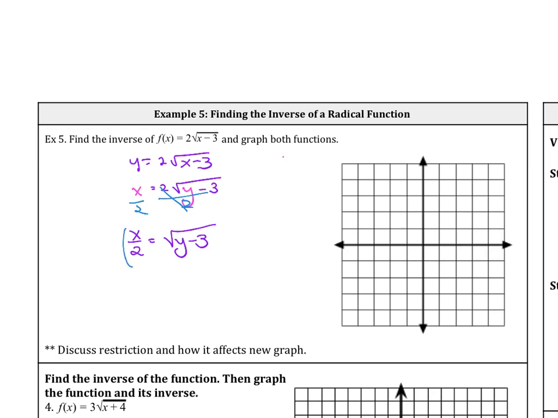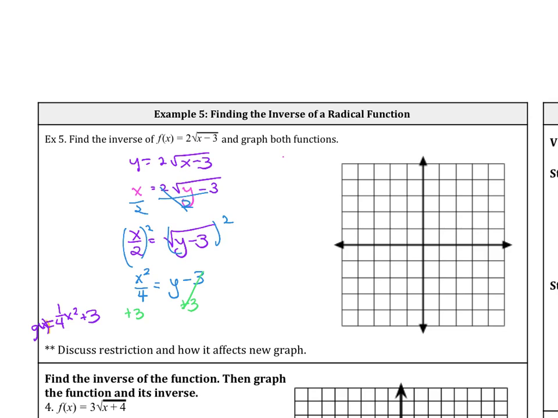Then, how do we get rid of the square root? We square both sides. So this becomes x squared over 4 equals y minus 3. Then last, we add 3 to both sides. So we get 1 over 4 x squared plus 3. And that is our g of x. Okay, so g of x equals 1/4 x squared plus 3.